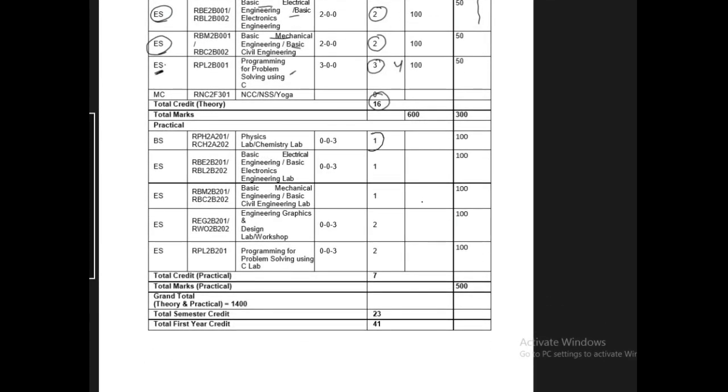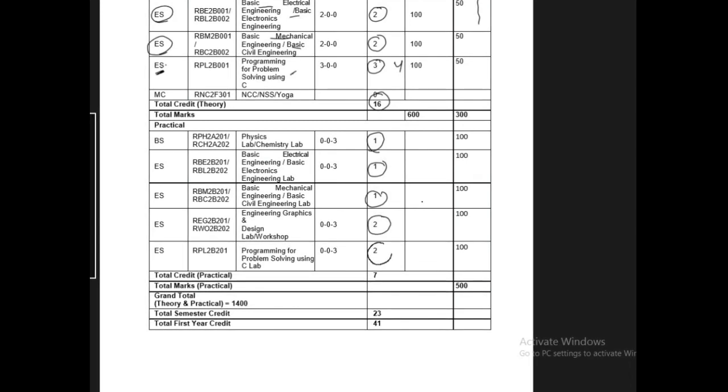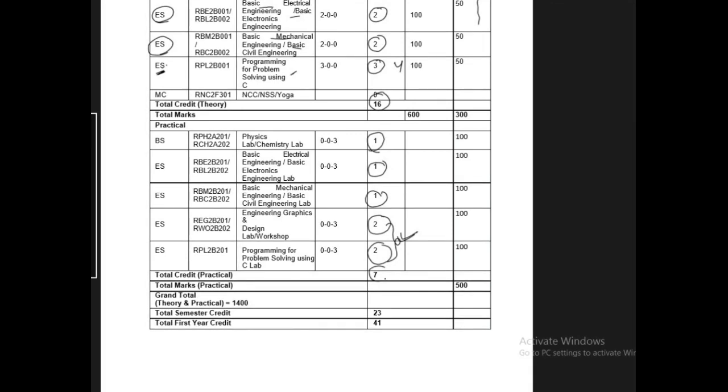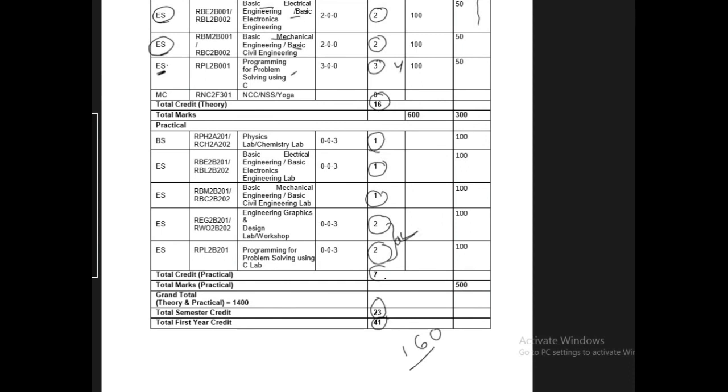Then you will go for the practicals. Physics lab is 1. Basic electrical is 1. Basic mechanical is 1. Engineering graphics, look, has credit 2, and programming in C has credit 2. Give more emphasis on these. So practical is 7, theory is 16, so all total 23 in the second semester. So in the first year the total is 41. To get the certificate you need 160 credit points, where 41 are in the first year itself.